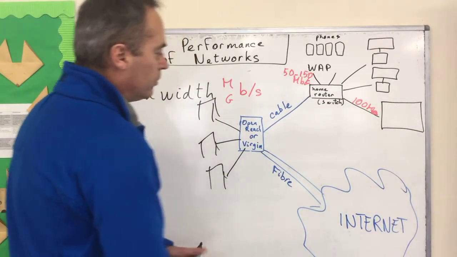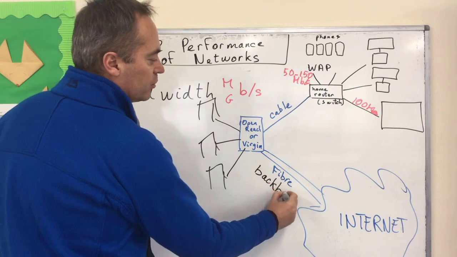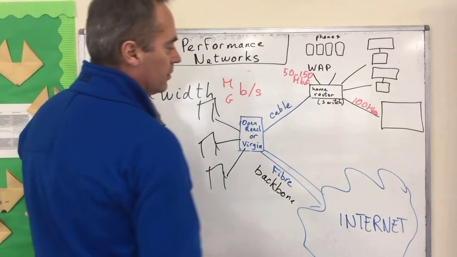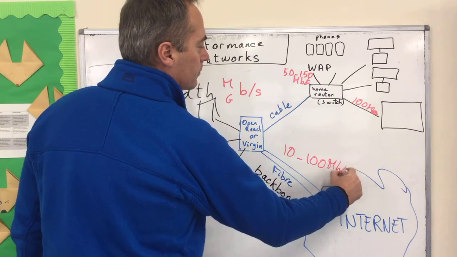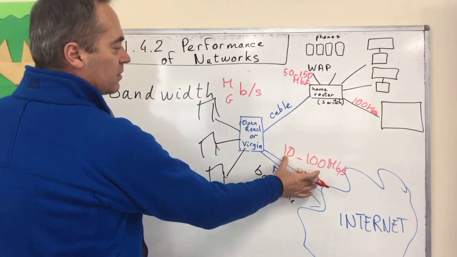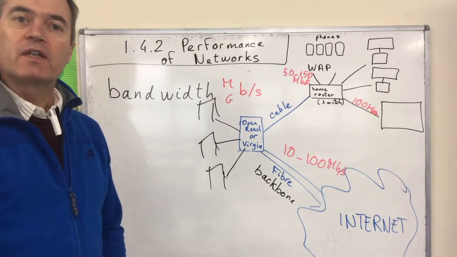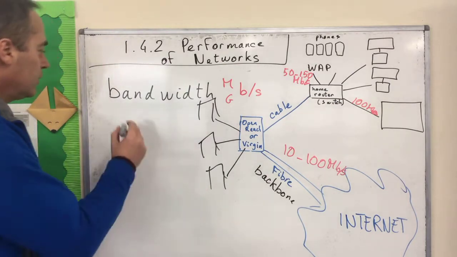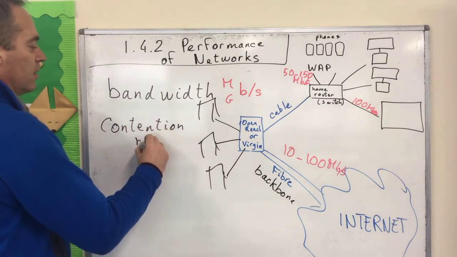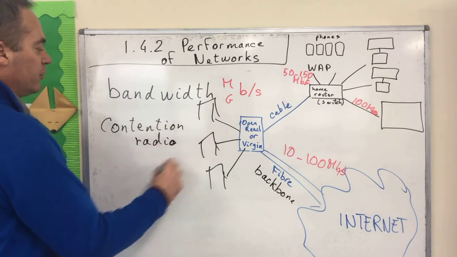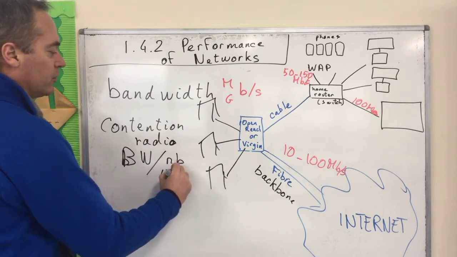By the time you are talking about backbone, the professional one used by your internet service provider, those would be in the range of 10 to 100 megabits per second. But if you're sharing this bandwidth with 10 other houses in the street, as you know, things can slow down. So there's something here that you need to know for your GCSE, and that's a contention ratio, which is the bandwidth divided by the number of users. So bandwidth divided by number of users.